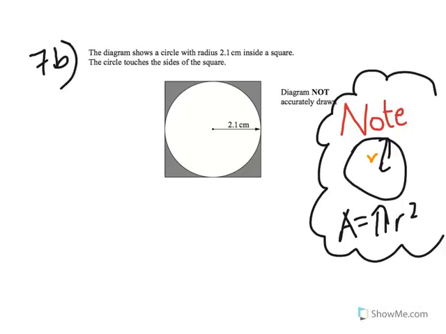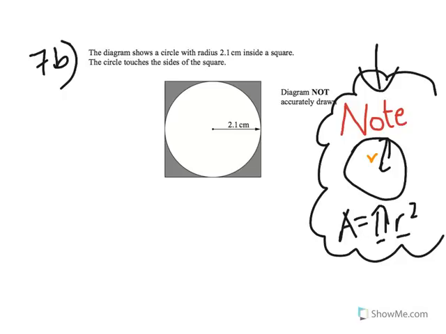Alright, diagram 7b shows a circle within a square. They say the circle touches the sides of the square, so the circle is completely touching the sides. They're asking you to work out the area of this shaded region. So basically what you need to first know is the area of a circle, which I've written on this note here. The area of any circle with a radius of r is pi times r squared. So basically the radius squared times pi.